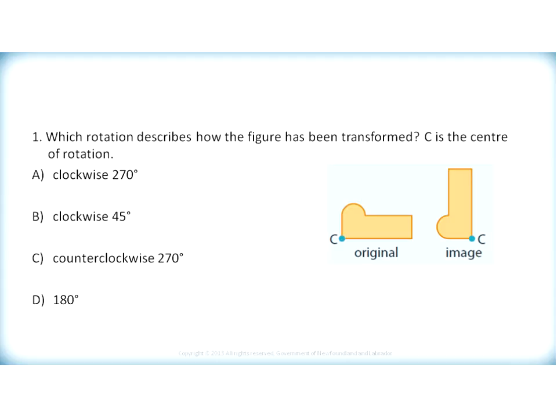C is the center of rotation. So our options are clockwise 270 degrees, clockwise 45 degrees, counterclockwise 270 degrees, or 180 degrees. And it doesn't matter if we're going in a clockwise or a counterclockwise direction when we're rotating 180 degrees.